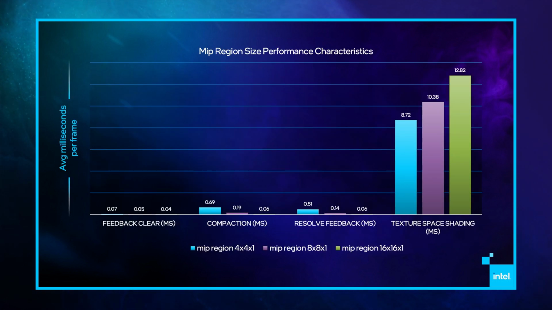But here's the important part. Here's how the performance changed with different MIP regions. As we could see, the feedback clear, compaction, and resolve all had performance swings when going to lower sized MIP regions. On the flip side, the texture space shading pass had a change in performance as well. I recommend that all developers try MIP regions and see what works best for any given hardware.